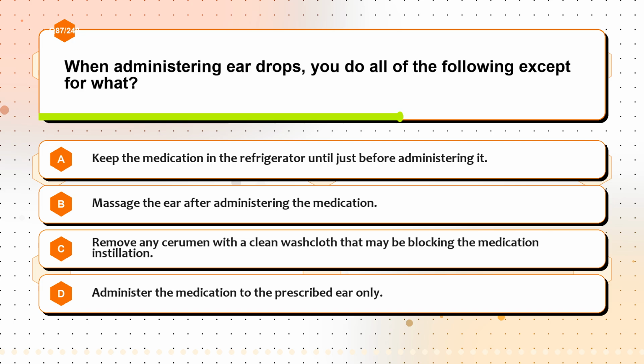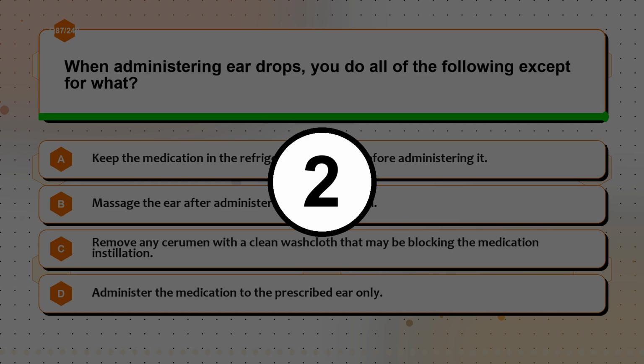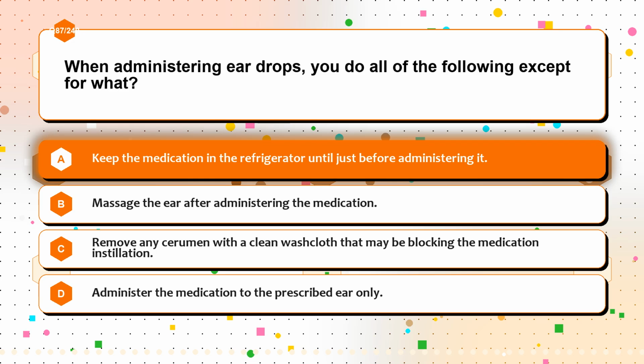Option C. Remove any cerumen with a clean washcloth that may be blocking the medication installation. Option D. Administer the medication to the prescribed ear only. The correct answer is option A. Keep the medication in the refrigerator until just before administering it.